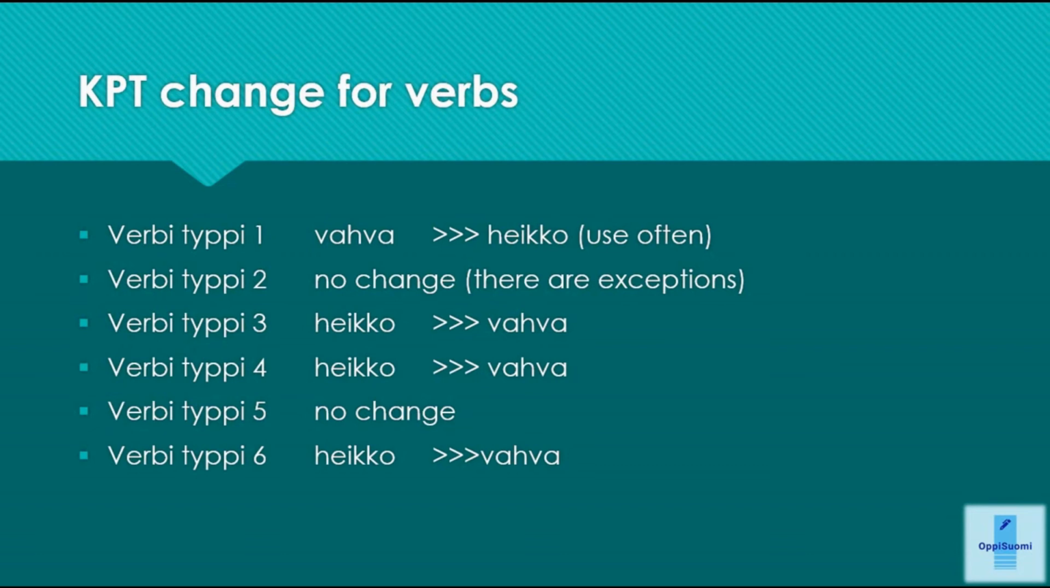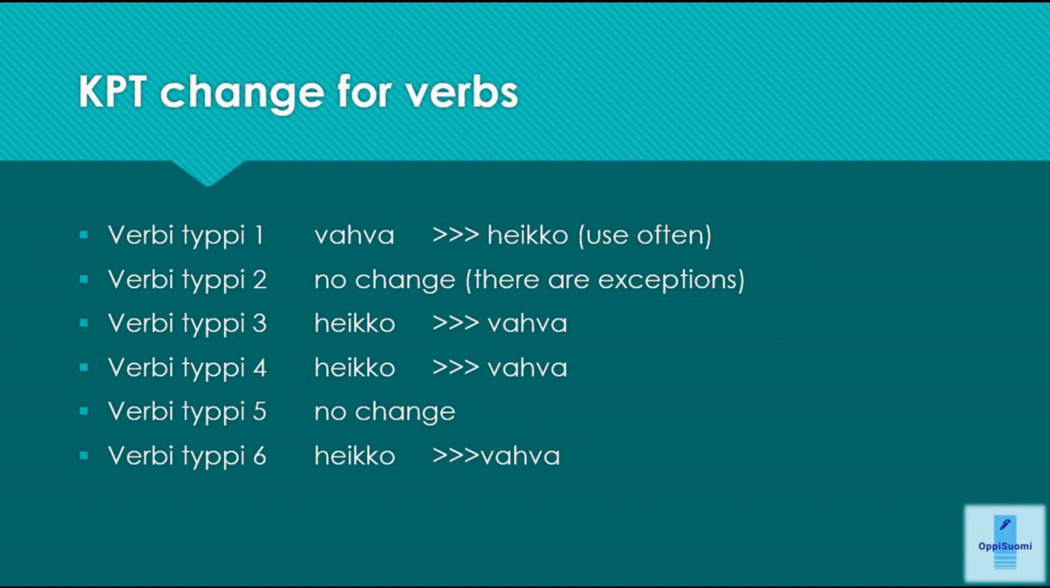So in verb type 1, I have told you that there are 2 states in KPT change, vahva aste and heikko aste, strong state and weak state. In verb type 1, that aste changes from strong to weak. In verb type 1, KPT change is used often, and there are no KPT changes for verb type 2, but there are 2 exceptions there. We will discuss it later.